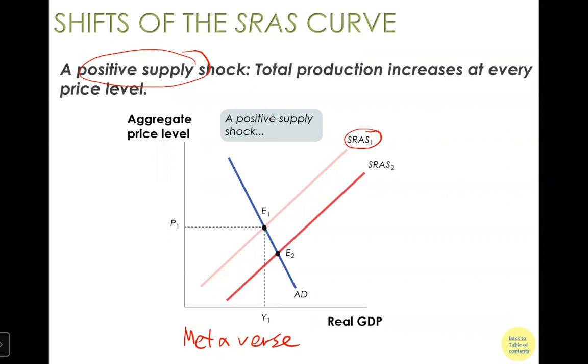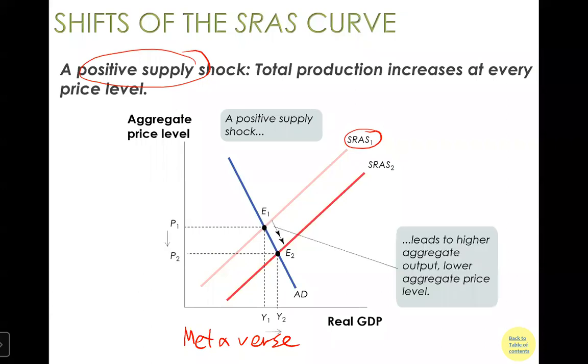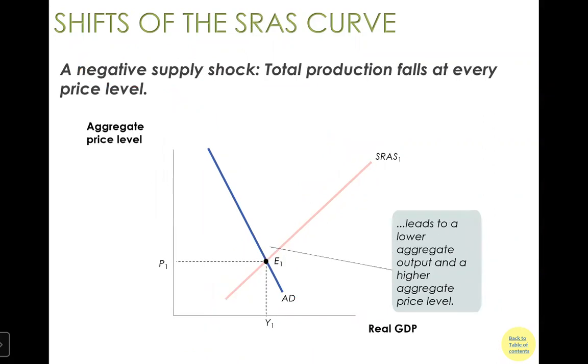And similarly, we can compare, right? What are we going to see? We are going to see lower price and higher GDP. Then the last possible shock to the economy is the negative supply shock. Let me give you an example. Due to COVID-19, there's a disruption in the supply chain, okay?